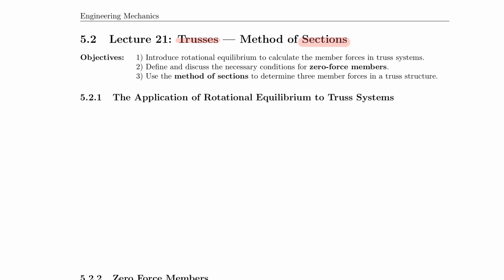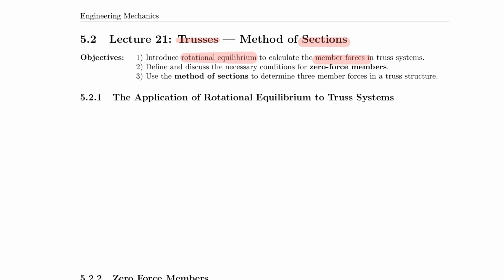So what we will do now is introduce rotational equilibrium for our analysis. Remember that for the method of joints, we only used the sum of the forces in X and the sum of the forces in Y. And now we are adding rotational equilibrium, meaning the sum of the moments about a point. And that will help us to calculate our forces in a truss system, the member forces. So I will introduce to you how that is done.